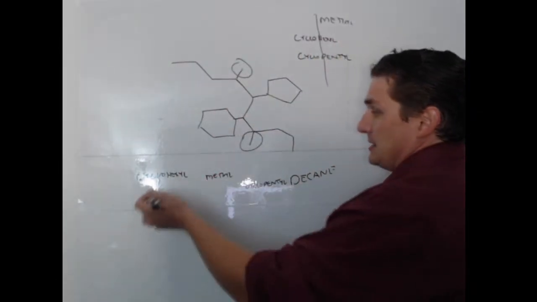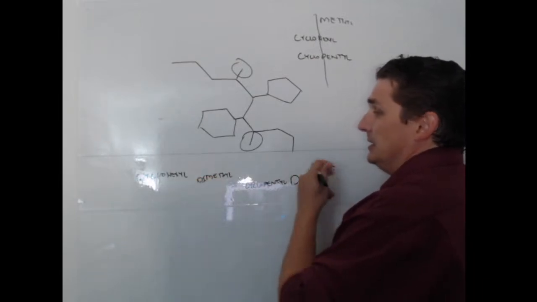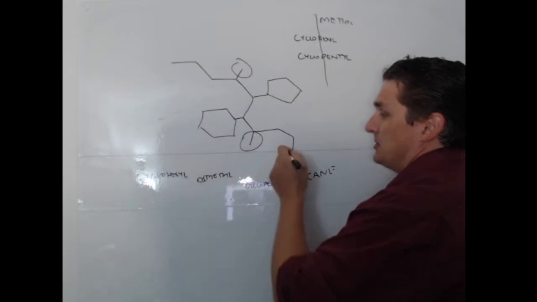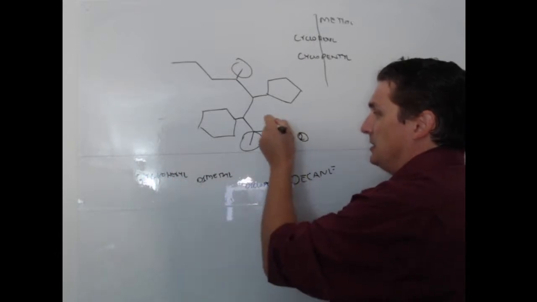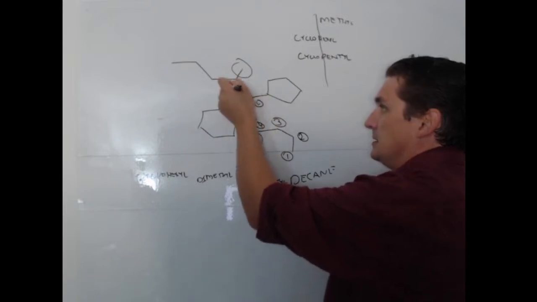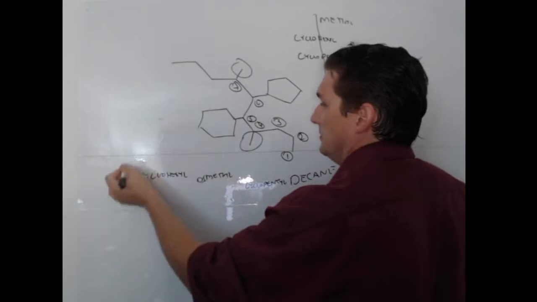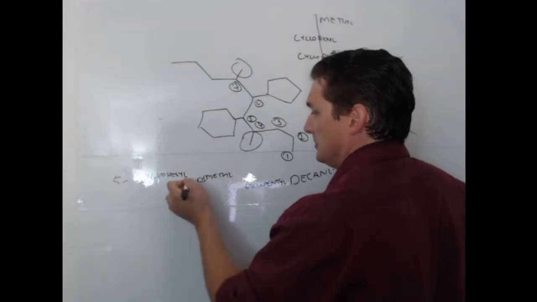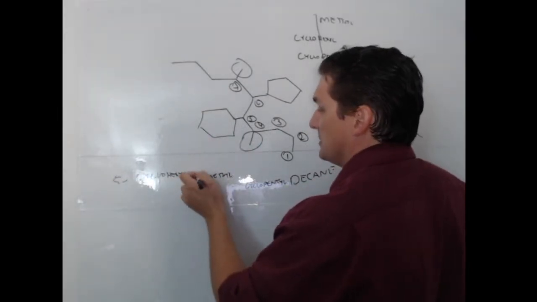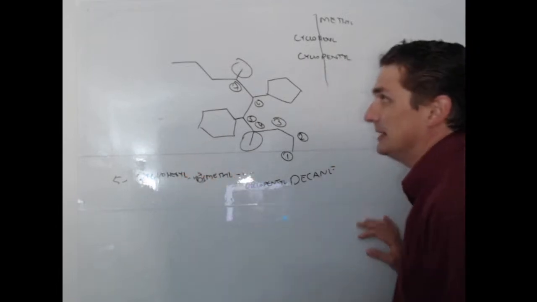So now we've got 1 cyclohexyl, a dimethyl, and a cyclopentyl, and since the cyclohexyl comes first, we're going to start from this end. And so we would get 5 cyclohexyl, 4, 7 dimethyl, 6 cyclopentyl decane.